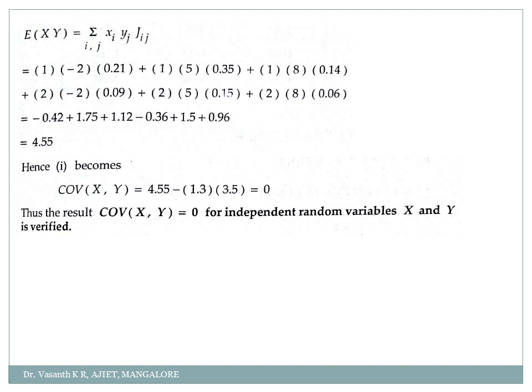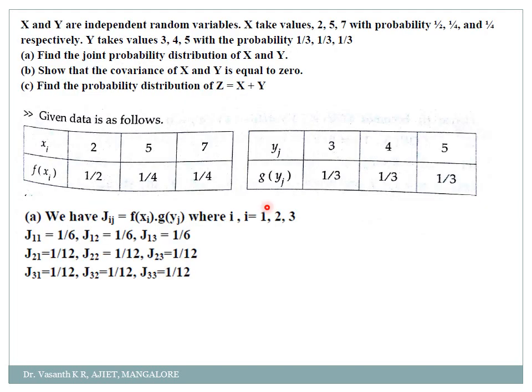Yes. Next problem. So here I have my next problem, my dear students. If x and y are independent random variables where x takes the values 2, 5, 7 with the probability 1 by 2, 1 by 4 and 1 by 4, means instead of giving the table they had given me the values, and y takes the values 3, 4, 5 with the probability 1 by 3, 1 by 3, 1 by 3. So I have written it in terms of tables first. Done. Next, find the joint probability distribution of x and y.